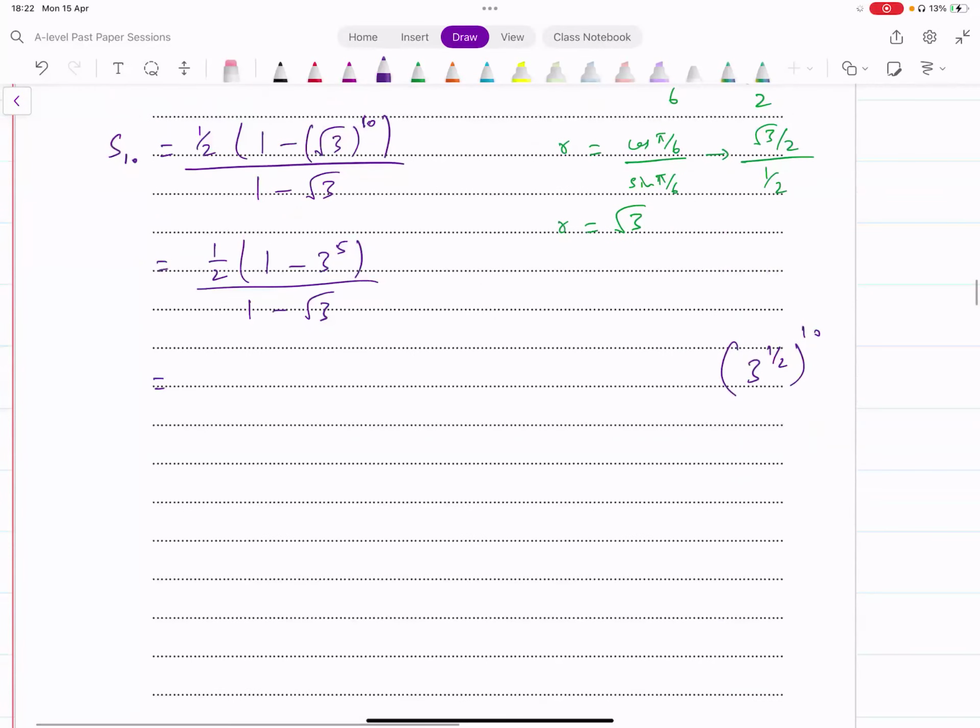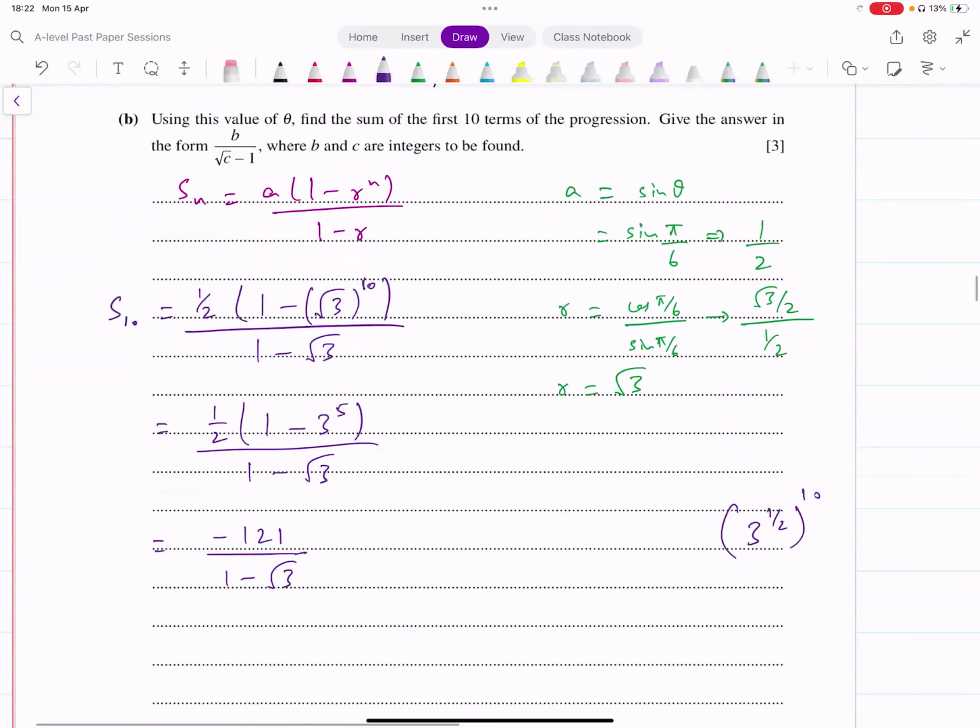Let's just evaluate this on a calculator. 3 raised to power 5, that's 243. 1 minus that, that's minus 242, divided by 2. The numerator turns out to be minus 121, and the denominator is 1 minus under root 3. That's the sum that we are looking for.